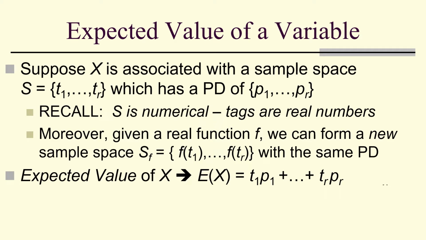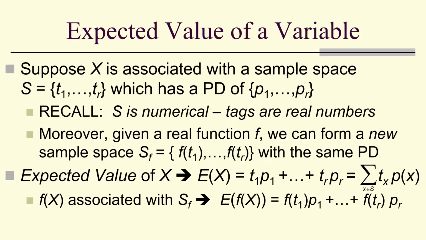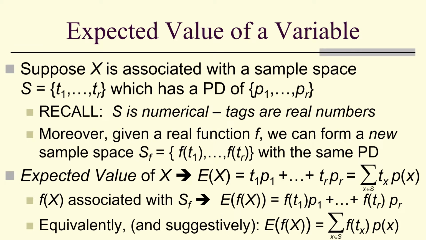Expected value is just t1 times p1 up to tR times pR, and that's a definition. We sometimes write it like this. If f is associated with SF, then we've got an expected value of f of x also, defined similarly. And we very often denote it like this, which suggestively looks a little bit like an integral.